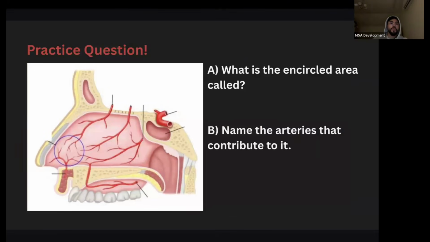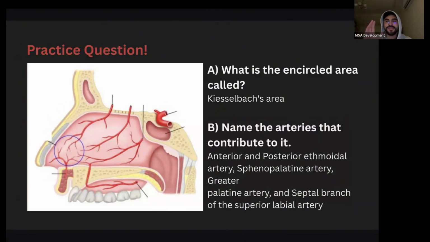So, what is this encircled area called, and what are the arteries that contribute to it? So this is the Kiesselbach area. And the arteries that contribute to it, we have the sphenopalatine, anterior ethmoidal, greater palatine, and the superior labial as well. All right?